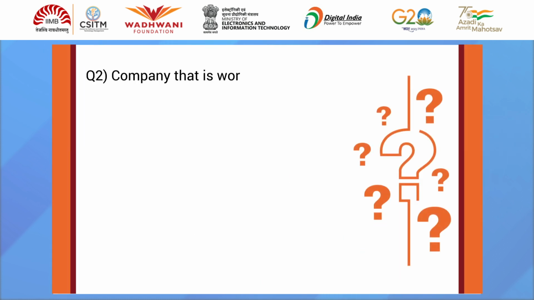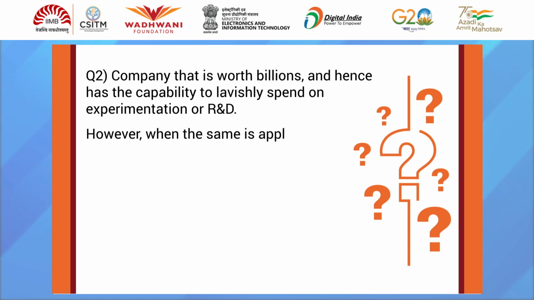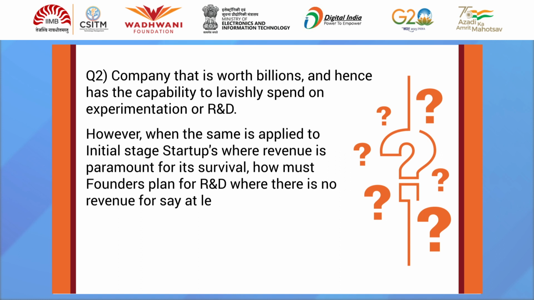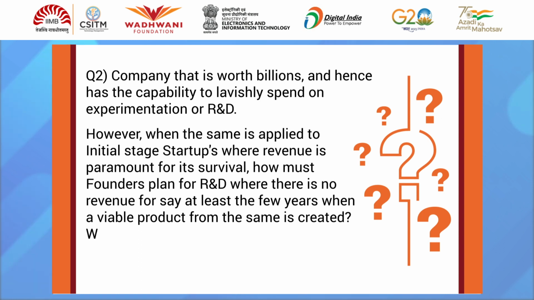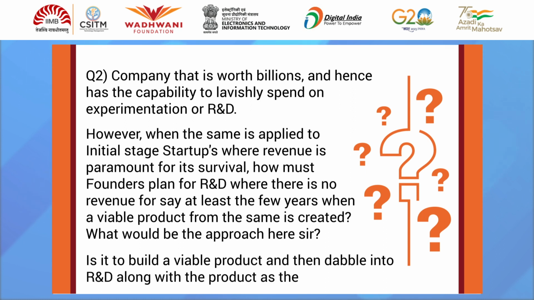Consider a company that is worth billions and hence has the capability to spend lavishly on experimentation or R&D. However, when the same is applied to initial stage startups where revenue is paramount for survival, how must founders plan for R&D where there is no revenue for, say, at least the few years until a viable product is created? What would be the approach here, sir? Is it to build a viable product and then dabble in R&D along with the product as the main focus?